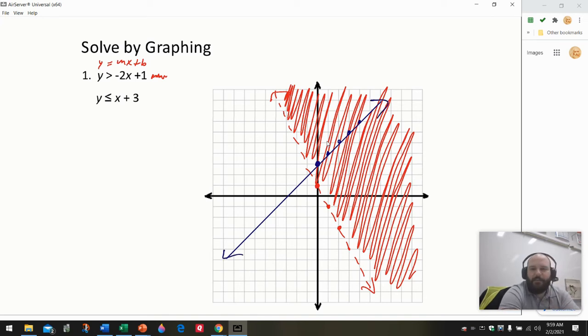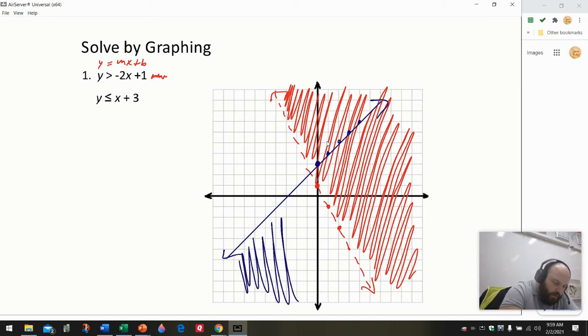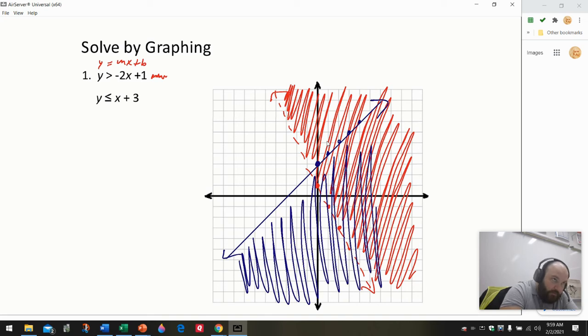And then the last thing, once again, is to do the shading. In this case, we want the y's that are less than where we cross. So we crossed right at 3. We want to shade where the y's are less than 3. So all the y's that are down here are less than 3. So we're going to shade below that blue line like this.